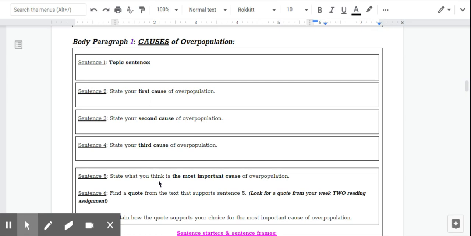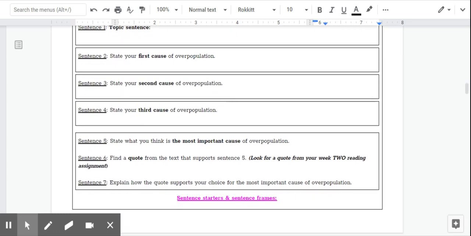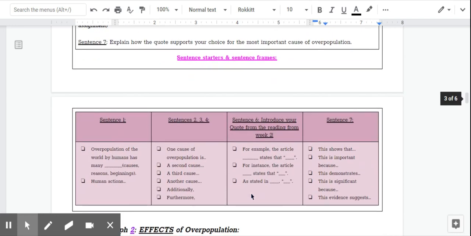In sentence five, this is where we get to your second language goal. This is where you're going to state what you think is the most important cause of overpopulation. You're then going to find a quote from the text that supports the sentence, okay? My recommendation, if you don't remember, is to look for a quote from your week 2 reading assignment. And then sentence 7, you're going to explain how the quote supports your choice for the most important cause of overpopulation. And of course, you have plenty of sentence starters and sentence frames to help you for each sentence.